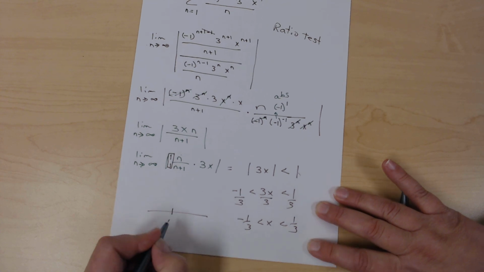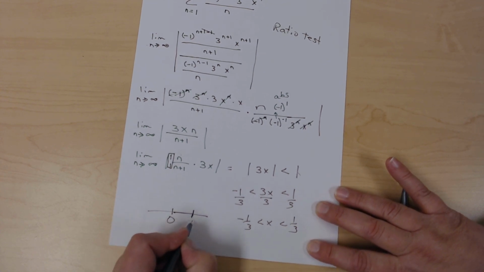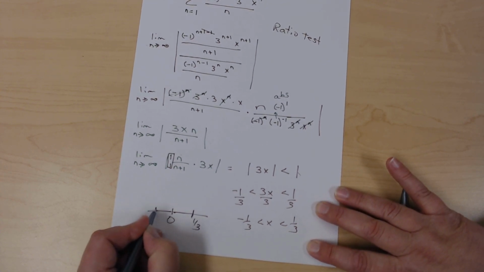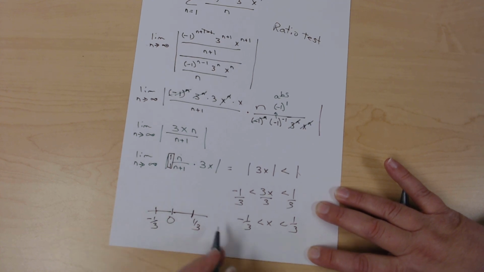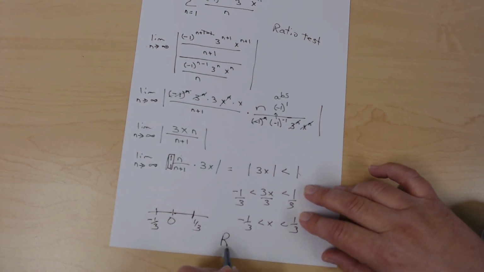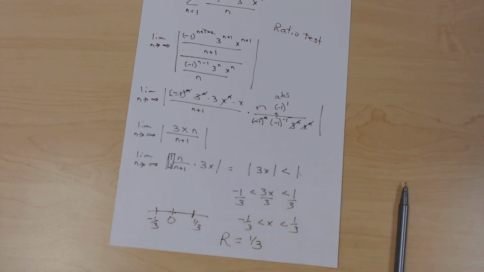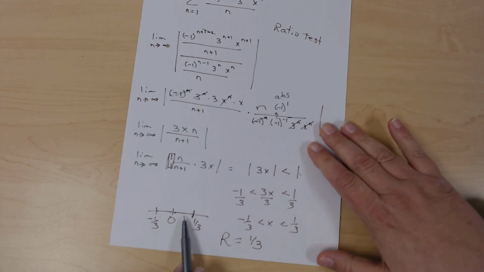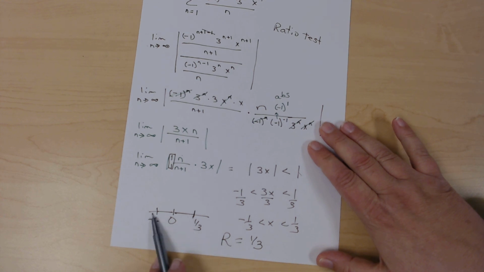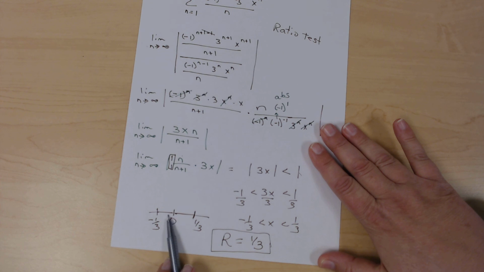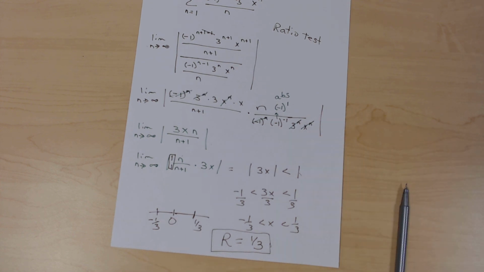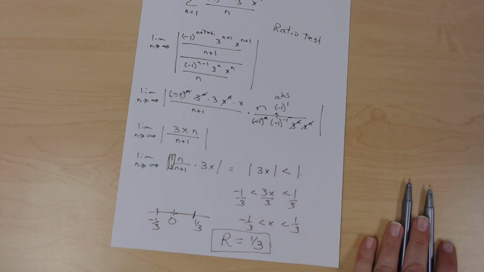I'm starting at 0, and I'm going 1/3 this way, and then 1/3 this way. So my radius of convergence is not very much. It is only 1/3 distance. So my x value has to stay in here, but it will work if my x value stays in here. Okay. All right, see how you do?